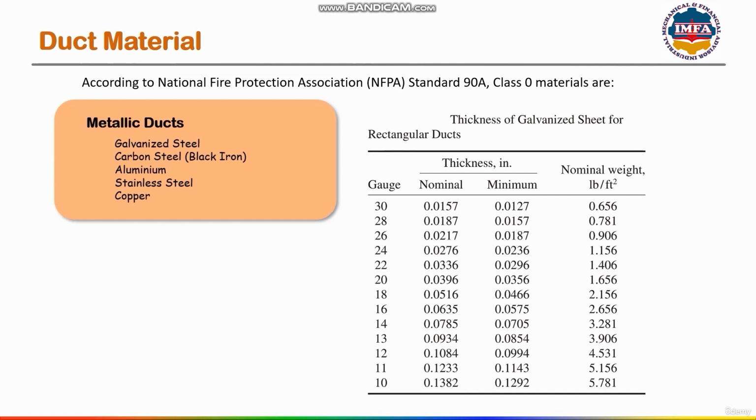Over here, this is the thickness of galvanized sheet for rectangular ducts. In the first column, we have the gauge. We'll talk about this just now. In the next column, you see thickness given in inches. This is the nominal thickness and this is the minimum thickness. Nominal thickness means the general value of thickness used for duct construction. However, you can reduce the thickness up to this value. It is not allowed to go beyond this value. So this is the minimum allowed thickness for duct construction metallic sheets.